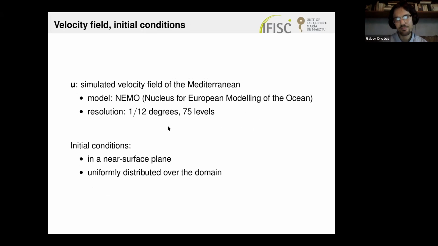And finally, the initial conditions of the particles were distributed uniformly over the whole Mediterranean in a near surface plane. And from that near surface plane, these particles were let sink, and Rebecca followed the time evolution of the positions of these particles.